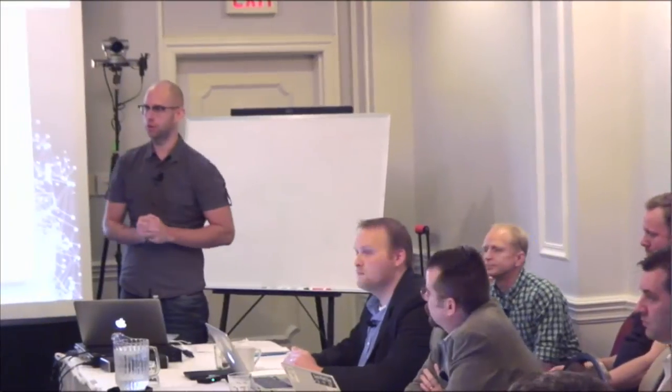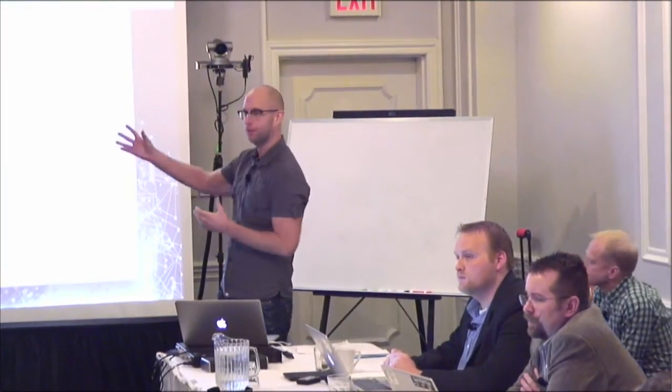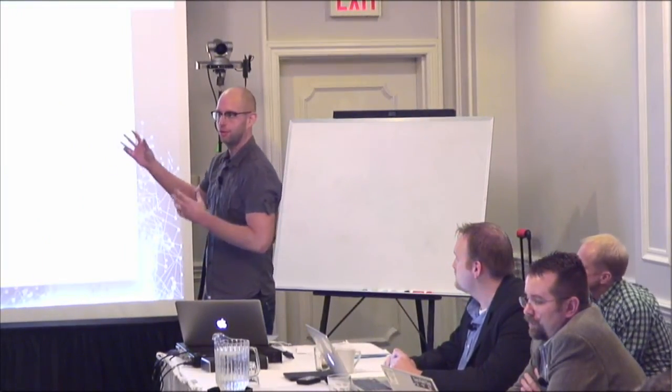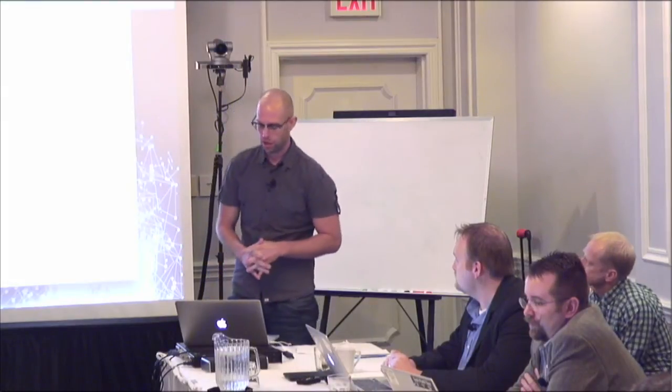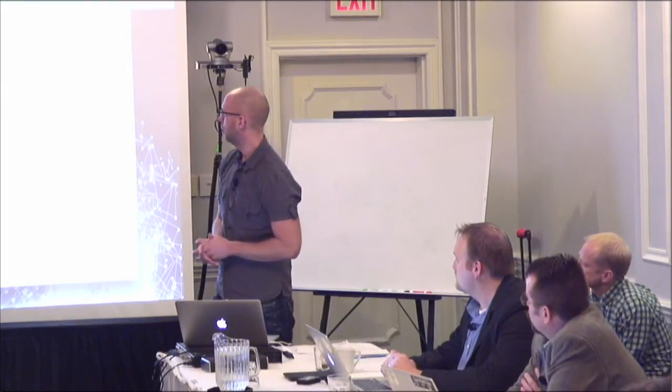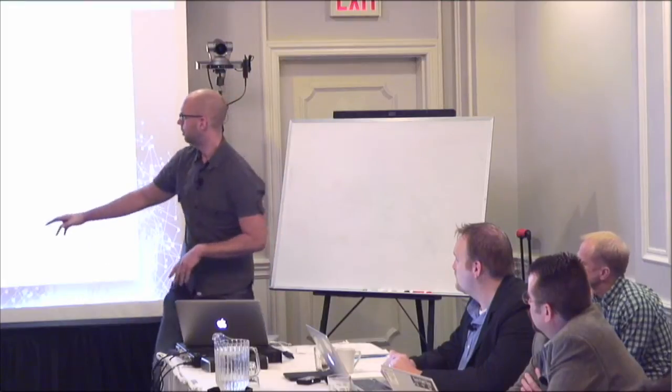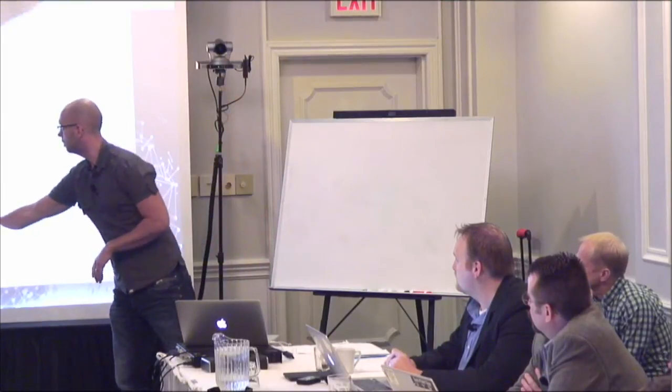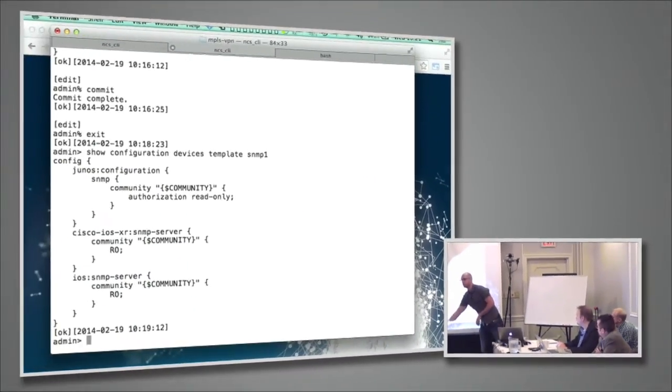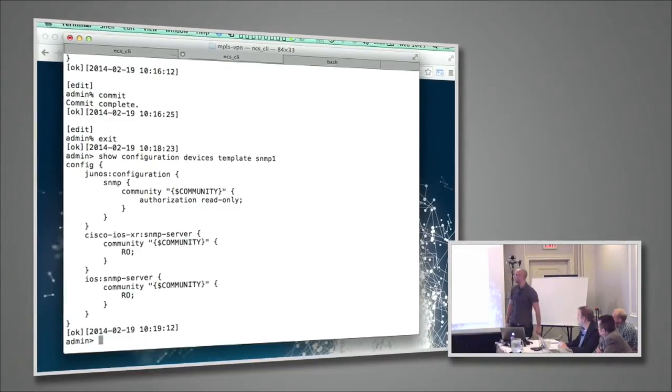Just to tie into your question there, what would happen if we had a number of devices from different vendors? In this case, we have a small template that was set as an MP community for a Junos box, an iOS XR-based box, or an iOS box. And then we can apply that, and the NCS will figure out what commands to send depending on what device it will talk to.